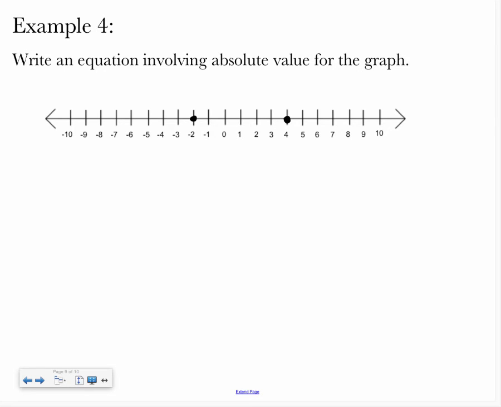And now let's look at our last example. We want to write an equation involving absolute value for the graph. Okay, so we are given 2 points, and we want to write an equation that will get us these 2 points as our solution. The way that you do this, whenever you have a number line, you want to find the halfway point between those two dots. Okay, so what's halfway between negative 2 and 4? That would be right here at 1.